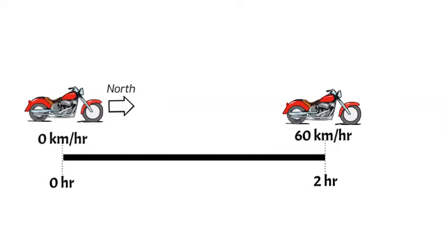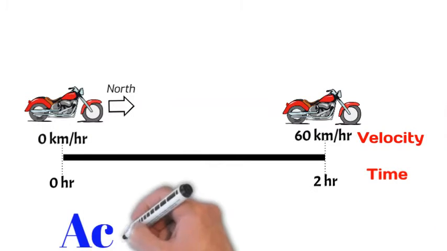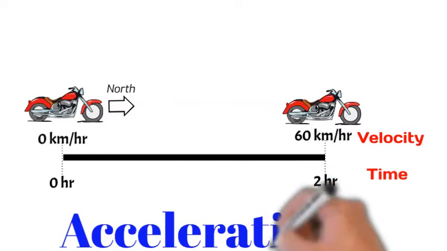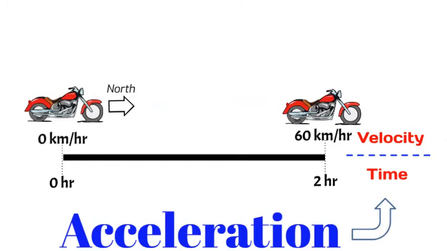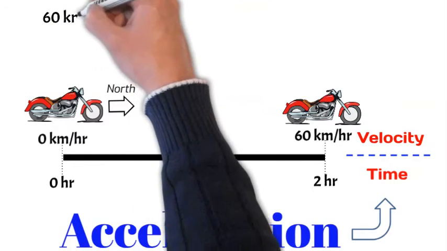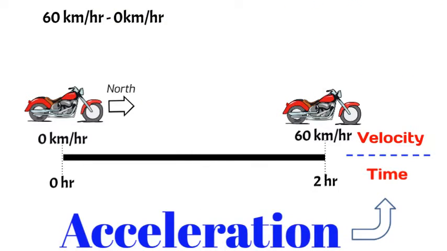In the above said example, I hope you had found out the change in two things. One is time and another is velocity. And this is called acceleration. Acceleration is equal to change in velocity divided by time taken. Here, change in velocity is 60 km per hour minus 0 km per hour.